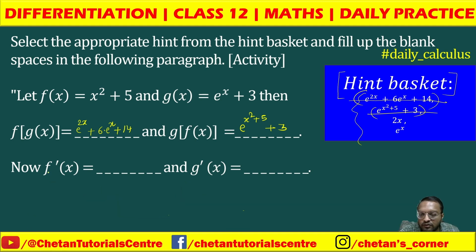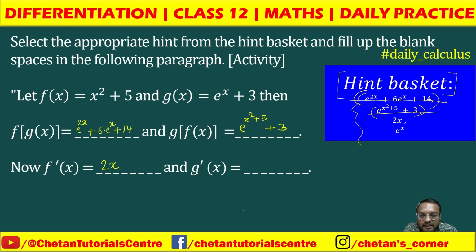Now we have to find out the value of f dash of x. So f dash of x is the first order derivative of the function f of x. So the derivative of f of x will be, this is x square. So the derivative of x square will be 2x plus the derivative of 5 will be 0, as it is a constant. So 0 plus this 2x will be 2x.